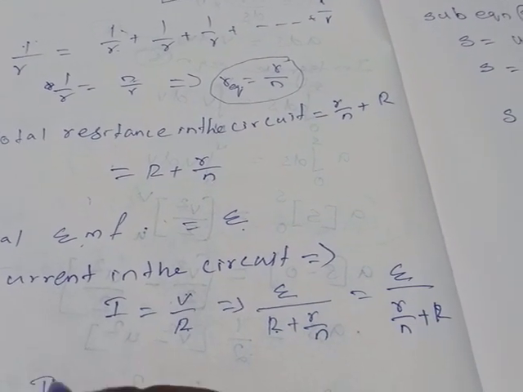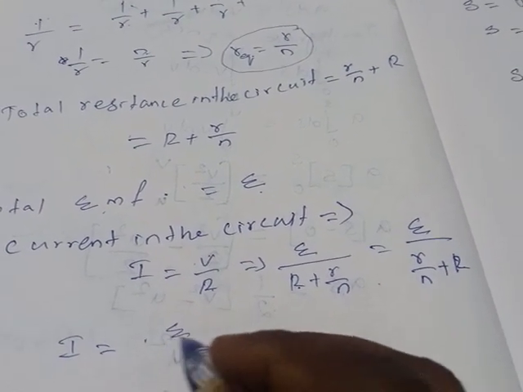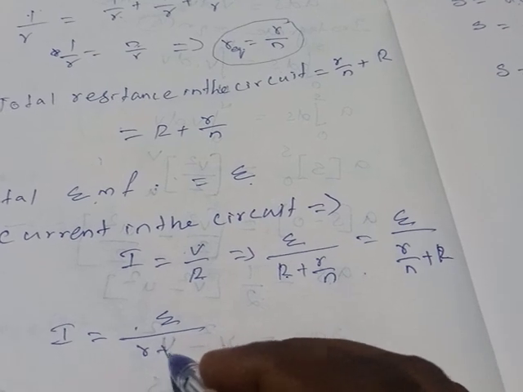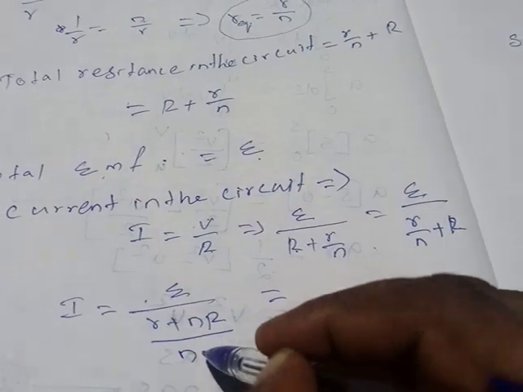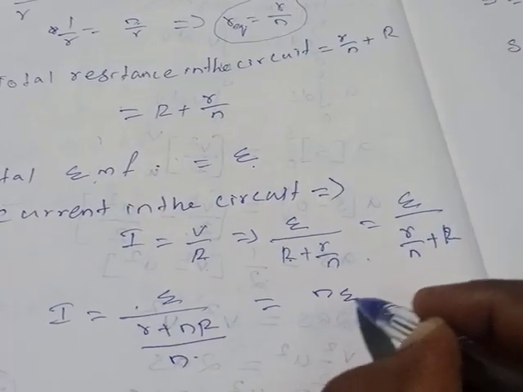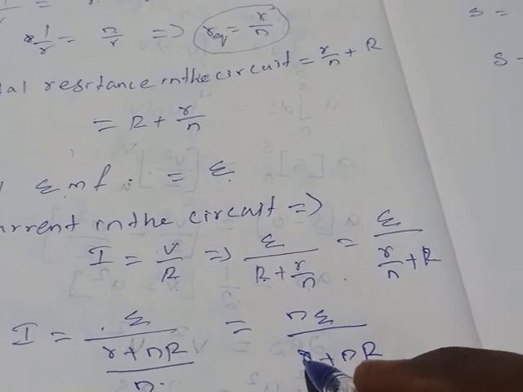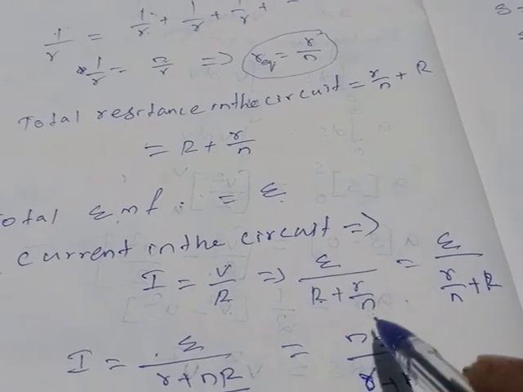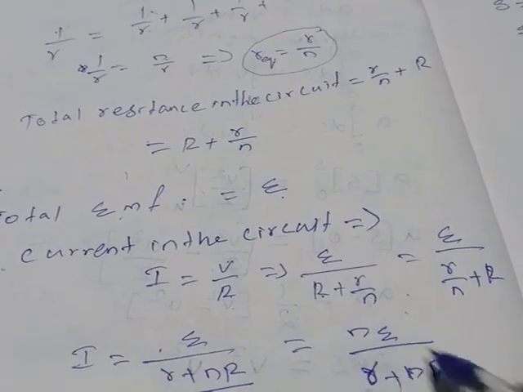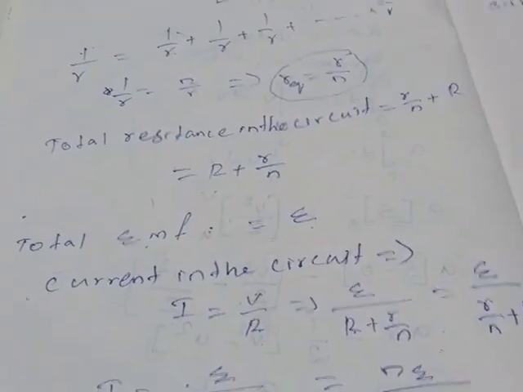So I is equal to, taking the LCM n here, epsilon divided by (R plus nR) divided by n. This n will go upside. So I is equal to n epsilon divided by R plus nR. This is the total current in the circuit.